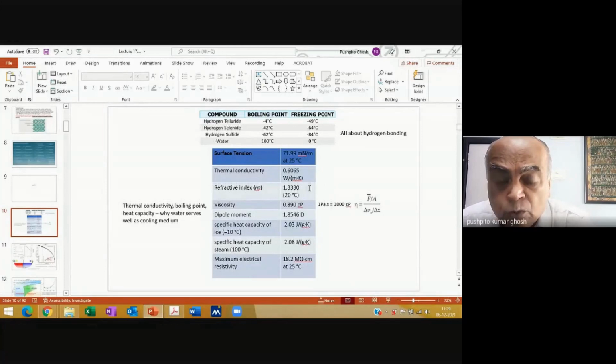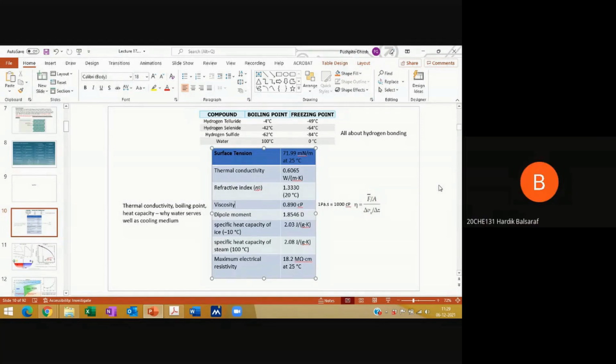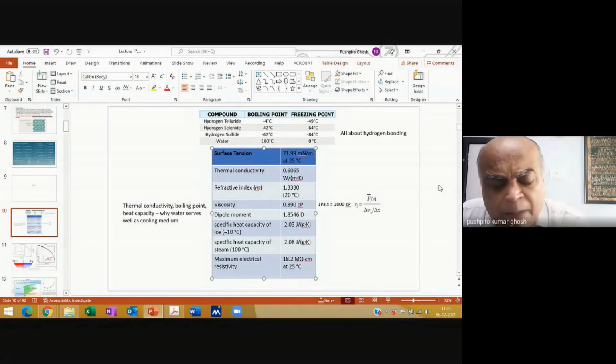You can do that. Another very important property of water, as we know, is viscosity. What is viscosity exactly? What does it mean? What is viscosity due to? So it is the obstruction offered to the flow of a fluid. Absolutely, you're right. It's an obstruction.